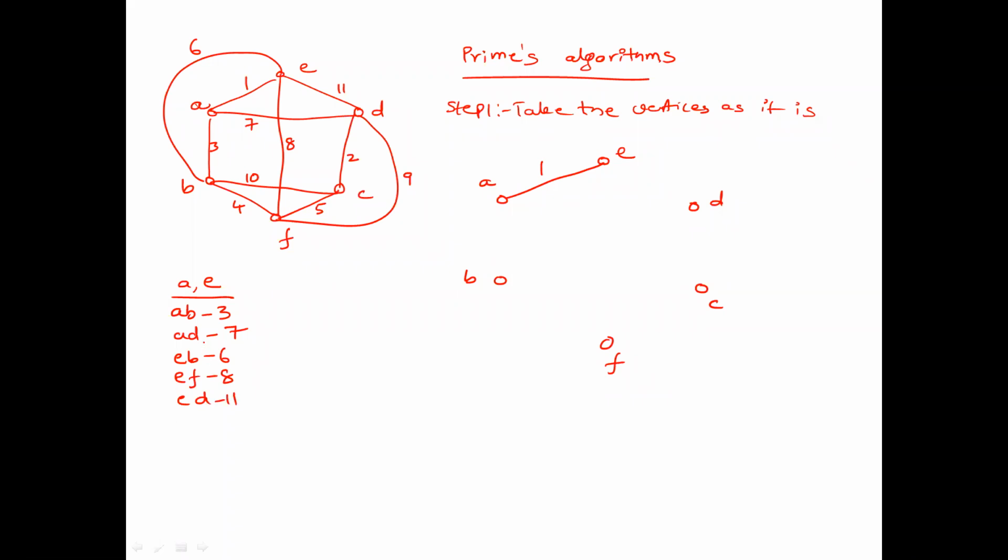Now observe carefully, all of you listen carefully. These are the edges corresponding to these two vertices. Why do I consider only A and E? First, in step 1, I have taken the minimum edge.